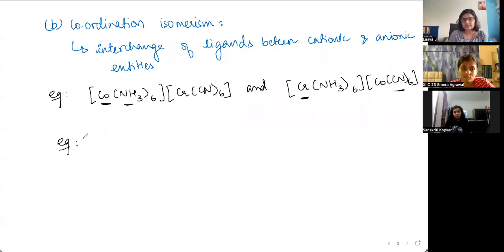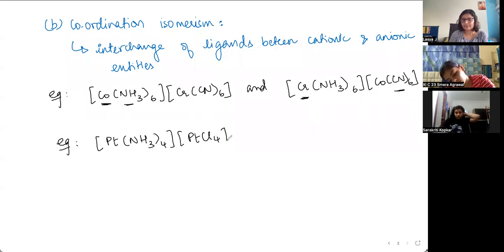Another example is platinum: Pt(NH3) taken 4 times and PtCl4. Here platinum itself is there in both the cationic and anionic entities. Looking at it, this is self-explanatory, right? If both of these exchange the ligands, that's a coordination isomer. So, okay, this is coordination isomerism.